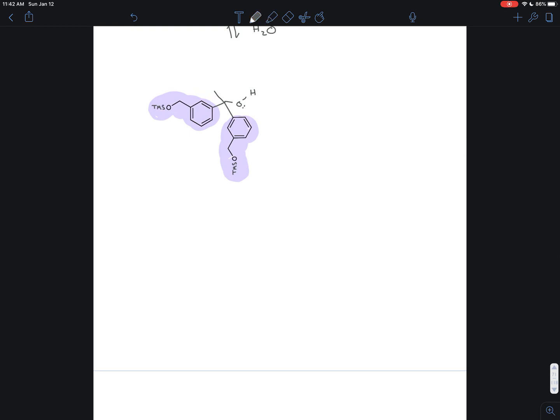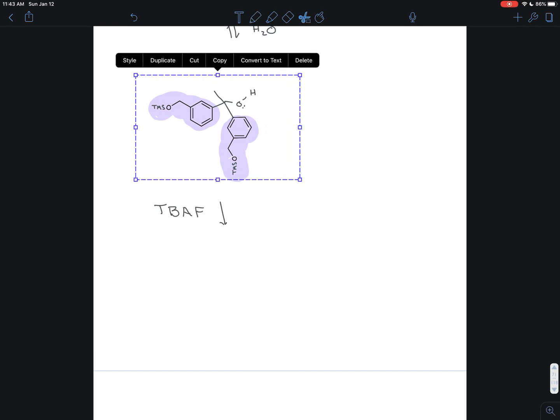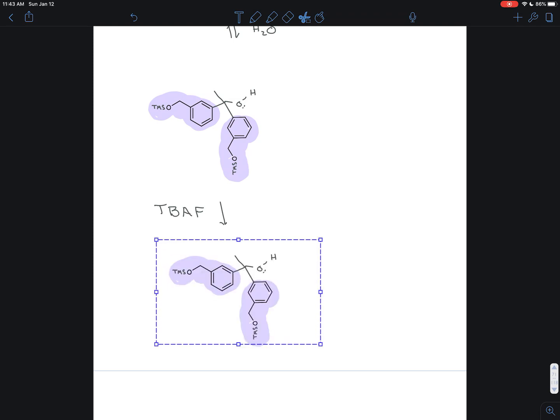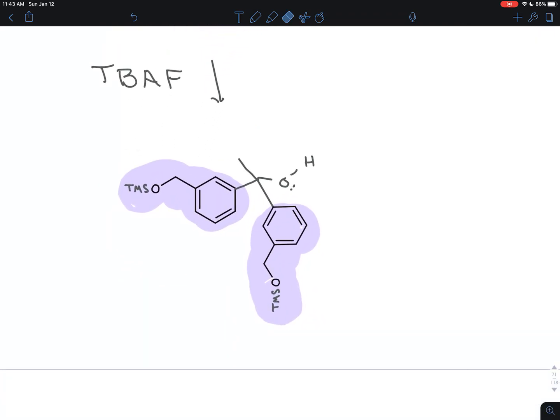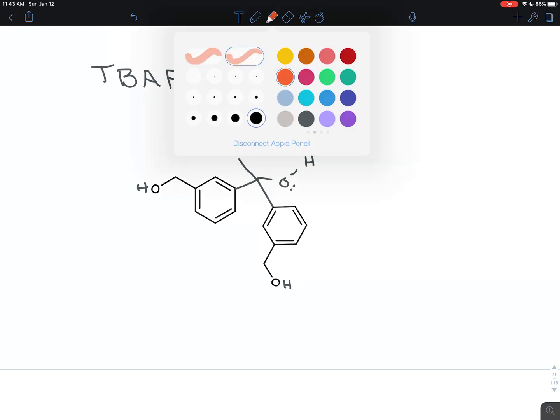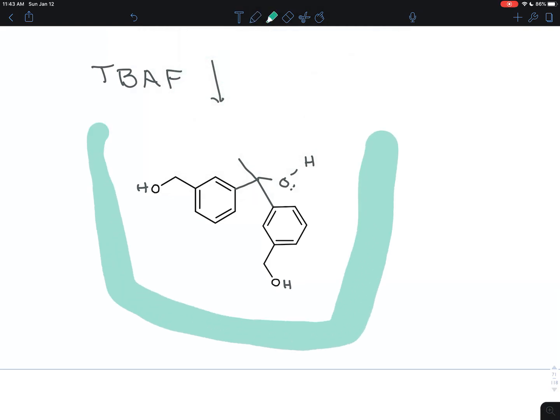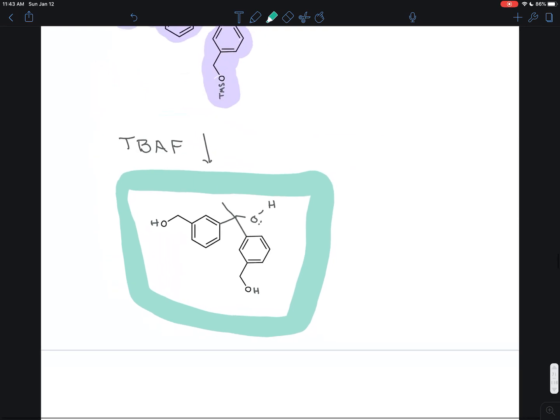And the way to do that is to use TBAF, so tetrabutylammonium fluoride. And that will take those TMS groups off and replace them with hydrogens. So we've got our alcohols again, and that would be the product that we wanted, the original product that we wanted.